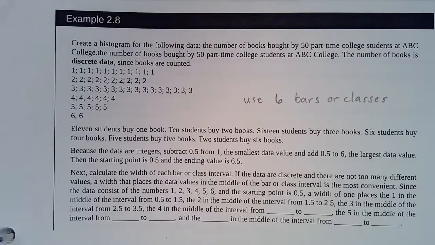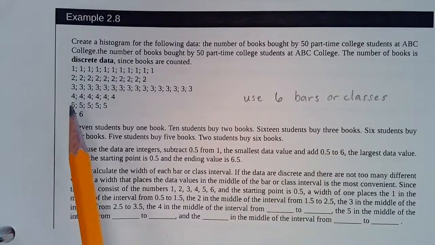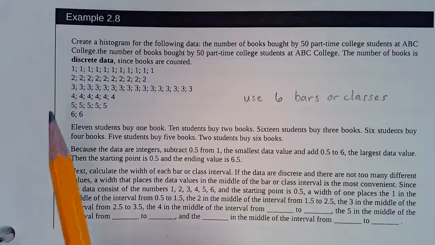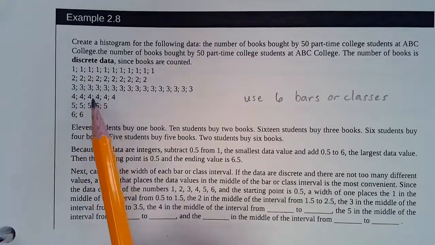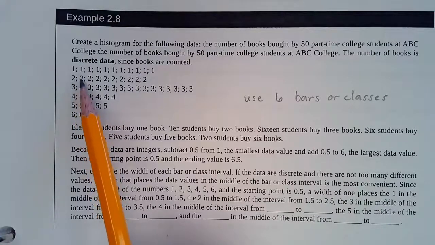All right, so this is example 2.8. We're going to use this example to talk about what our adjustment is going to be. So we're going to use 6 bars or classes as we make this histogram. But before we do that, we need to adjust our start and stop. So if we look at the closeness of all of our data values, there are some that are the same, but we're not going to use that. We just want the ones that are different.